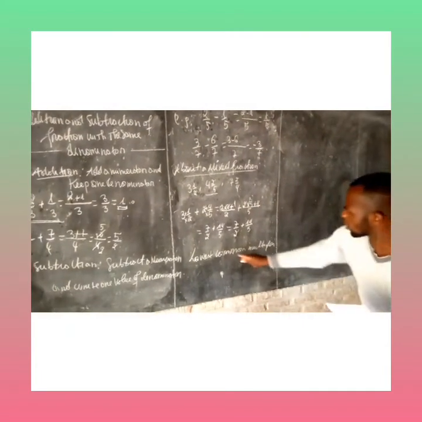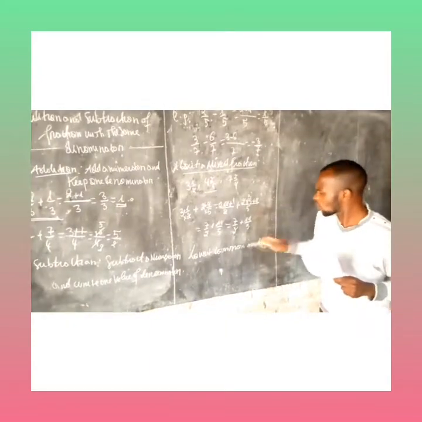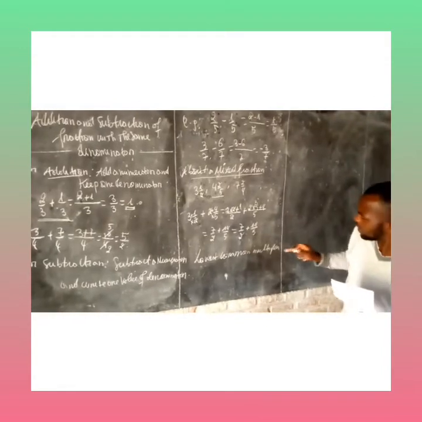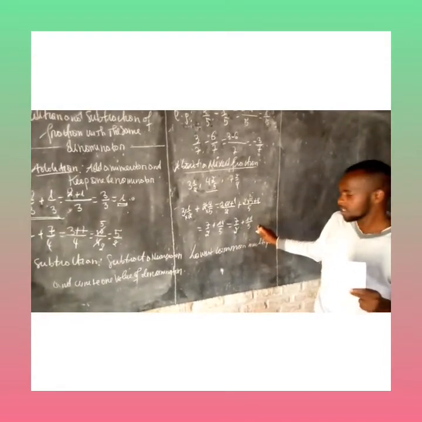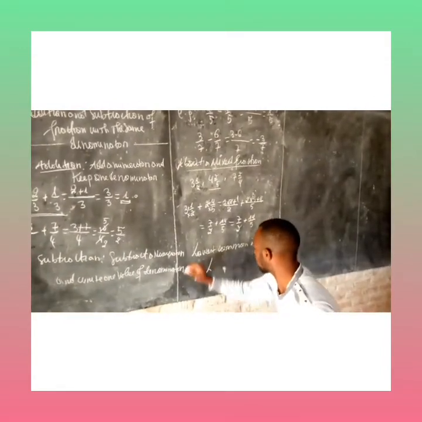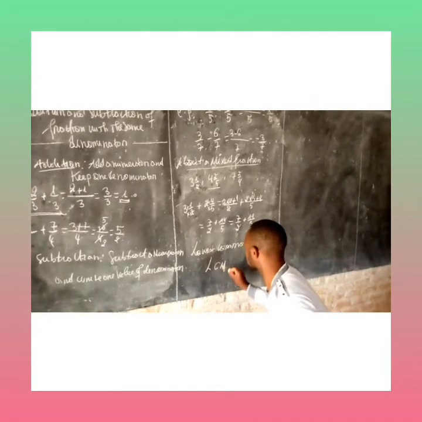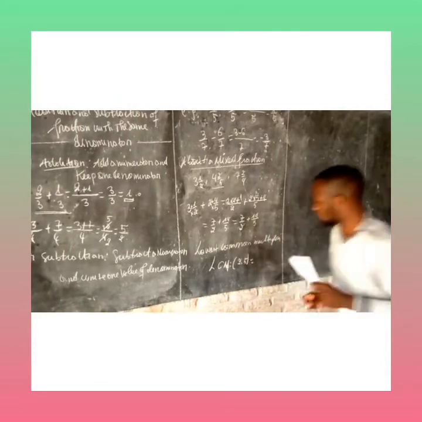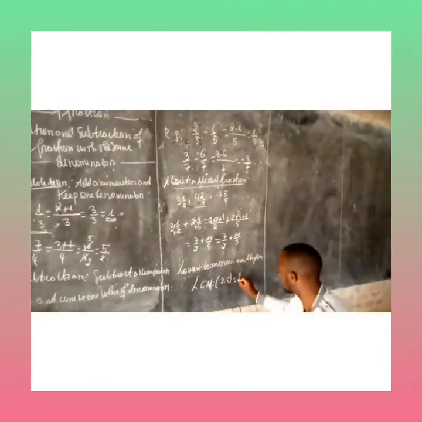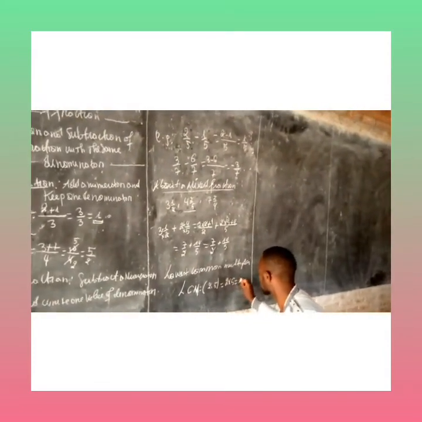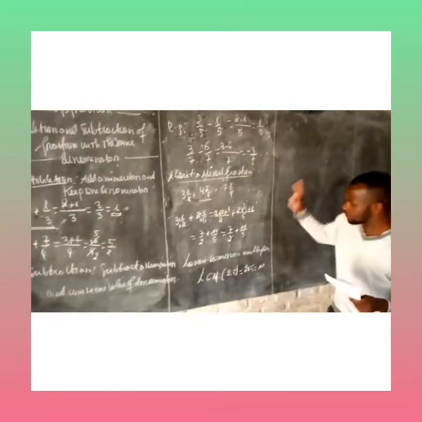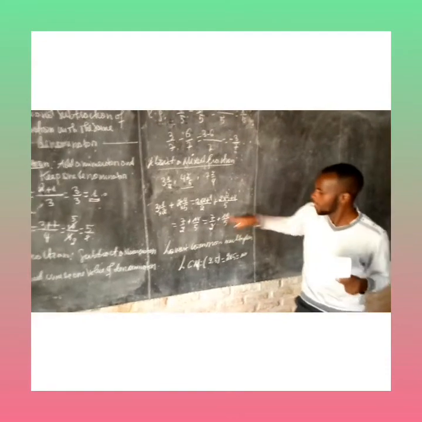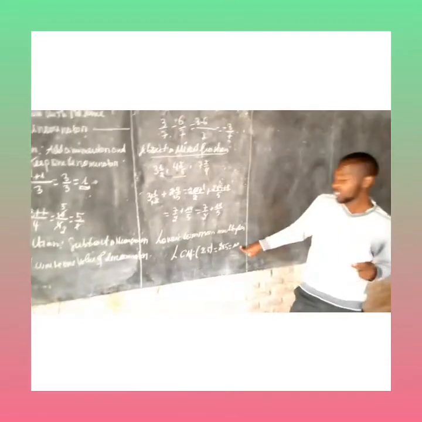So now, what do you call a lowest common multiple? A lowest common multiple is the lowest possible value which can be divided by the given denominators. The LCM of 2 and 5 is equal to 2 multiplied by 5, which is equal to 10. Means that the lowest value which can be divided by 5 and 2 is 10. Yes?